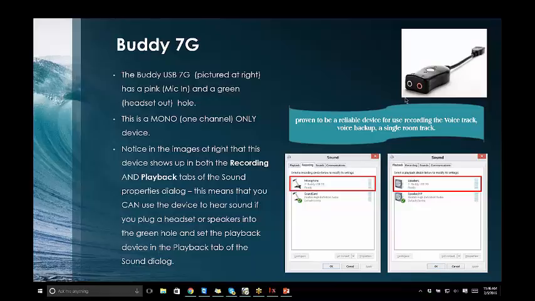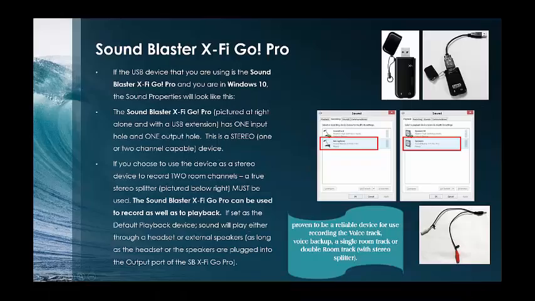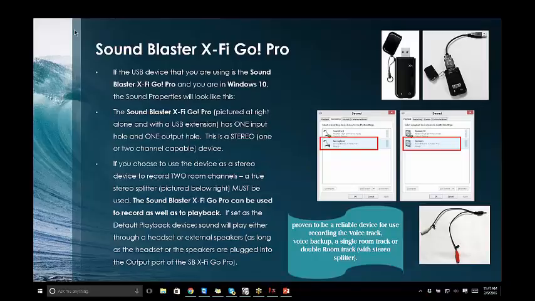This can be found on Amazon. It's not a really expensive device. Next, the Sound Blaster X5 GoPro. This has been my primary device for probably 2 years. It's a really reliable device. It's not very expensive. It can be found at Best Buy as well as on Amazon, on several places online.